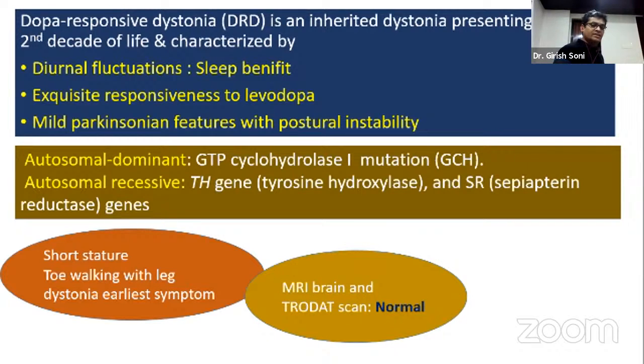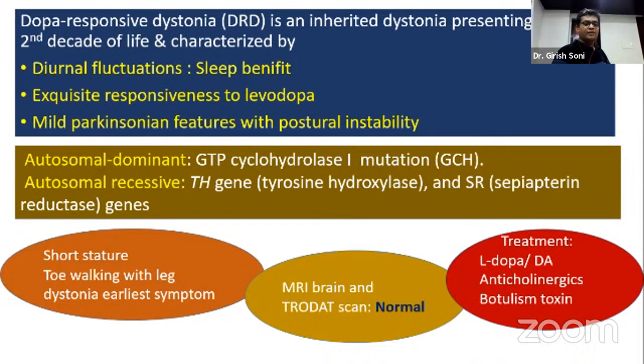MRI and DaTscan are usually normal. Why is the DaTscan normal? Because it's a presynaptic problem, and there is a typical marked response to low dose levodopa. In some cases, they respond to dopamine agonist, particularly in autosomal recessive problem. Those who respond poorly to L-Dopa, you can try botulinum toxin injections also for dystonia.